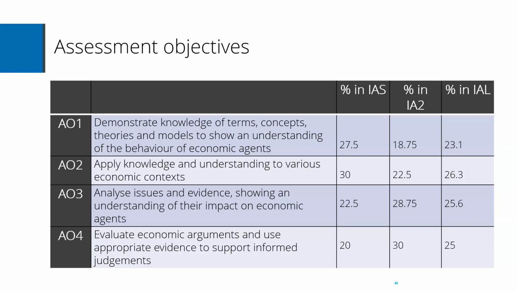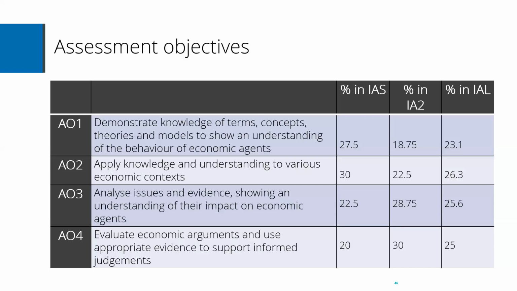So assessment objective AO1, 2, 3, and 4. There's a little bit more detail about what those mean on the screen now. Broadly speaking, assessment objective 1 is knowledge and understanding. 2 is application, 3 is analysis, and 4 is evaluation, broadly speaking.